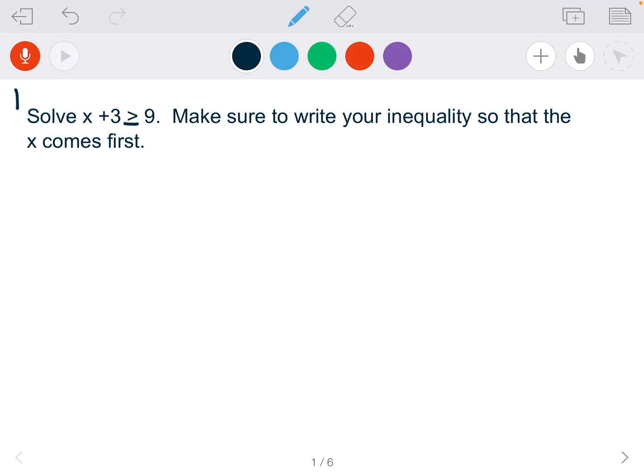So this is very similar to your number 1 question. It says solve x plus 3 is greater than or equal to 9. And then the directions say make sure you write your inequality so that the x comes first. So I'll explain what that means.